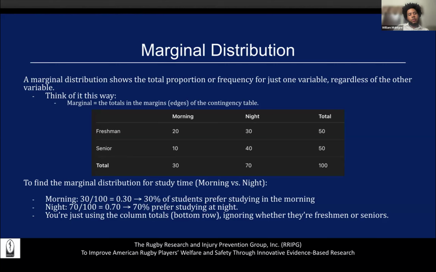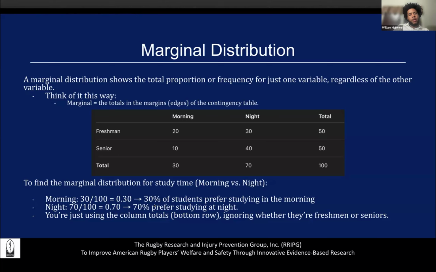To find the marginal distribution for study time, morning versus night, you divide the total number of people that prefer to study in the morning by the total number of people that did the study. It's 30 people in total, which you get from looking at the totals at the bottom. Then you divide that by the total number of people in the study. So 30 divided by 100 would be 30%. So 30% of people prefer to study in the morning.